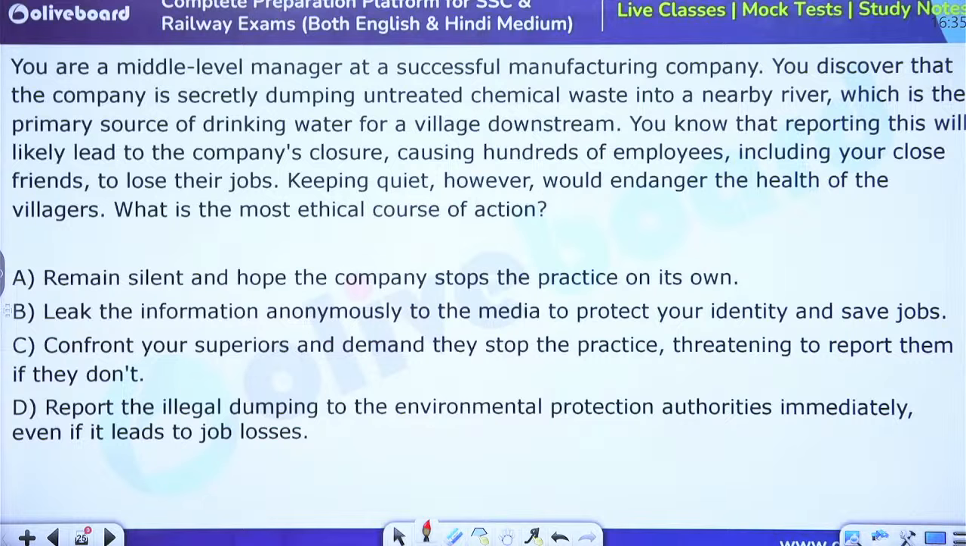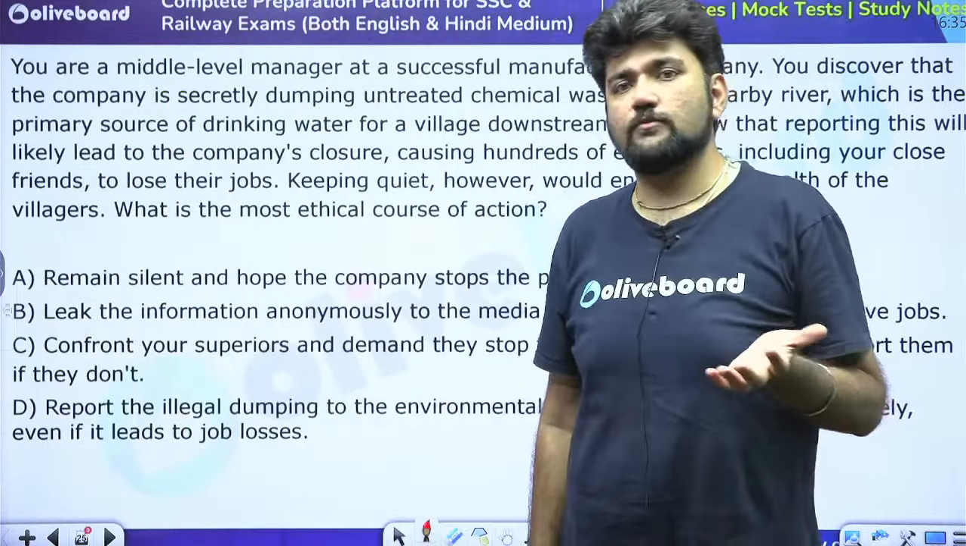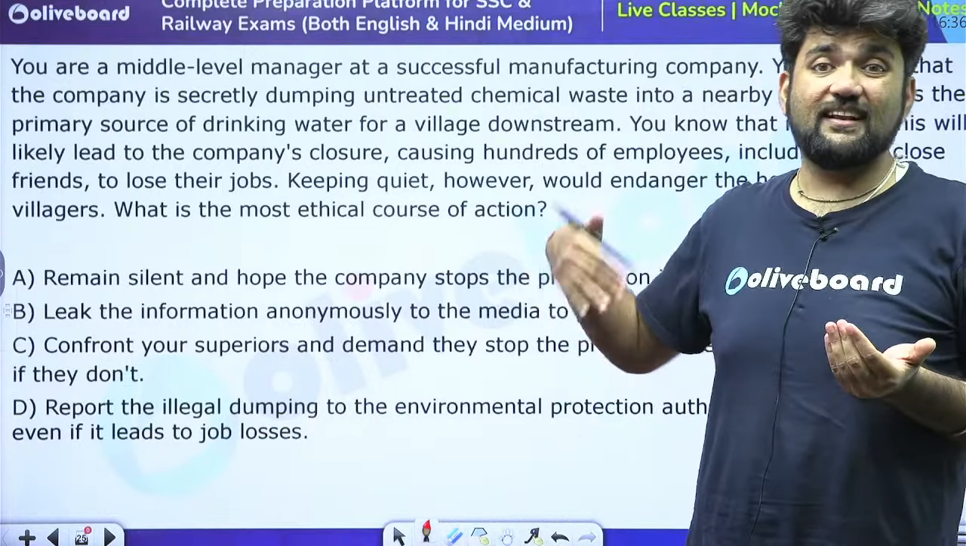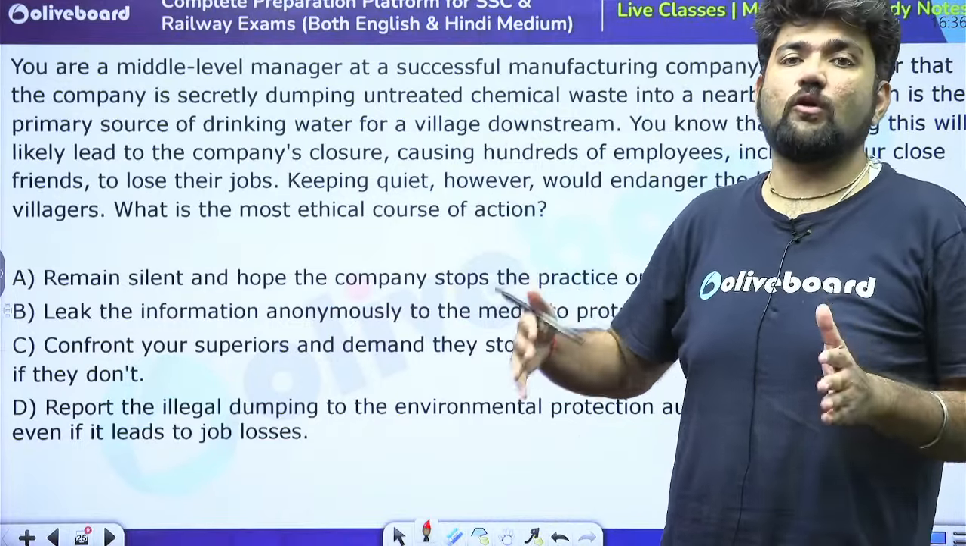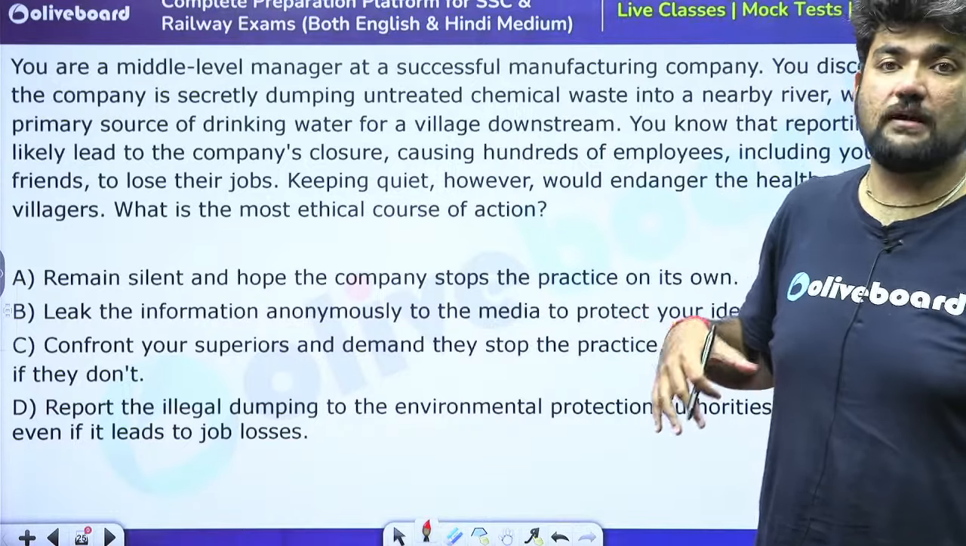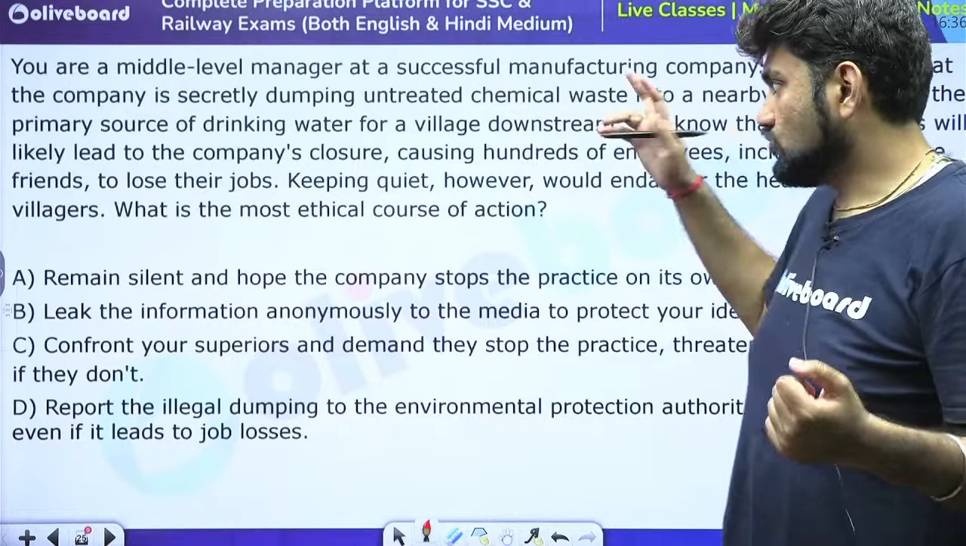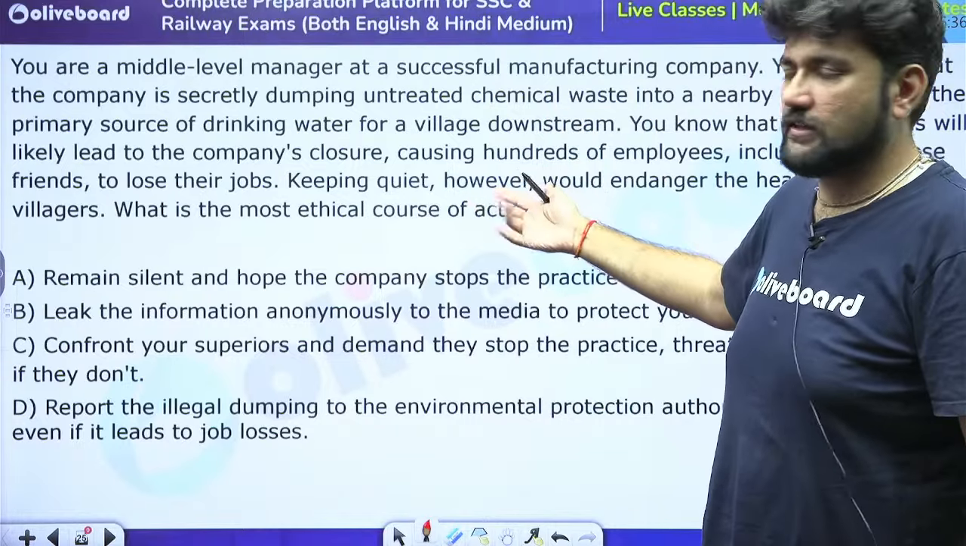Okay, now this is an ethical dilemma. That was emotional and social intelligence. This is an ethical dilemma. Both of the things are actually causing loss to you. First thing is causing loss to your friends' jobs and hundreds of other jobs being lost. The second thing is costing the life of the villagers. Now, what do you think is more important here? What is a loss which can be tolerated and settled down in future, but a loss which will be irreparable in future? So, choosing from that, you know what is the most ethical course of action.